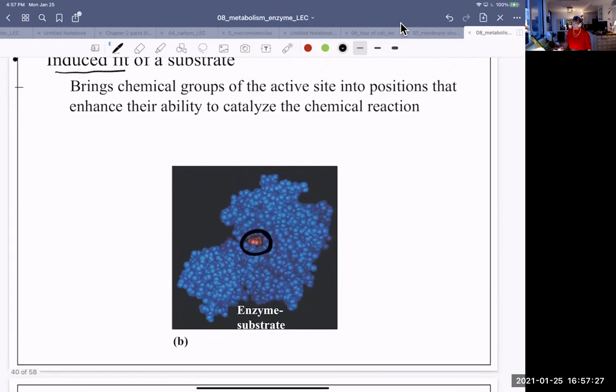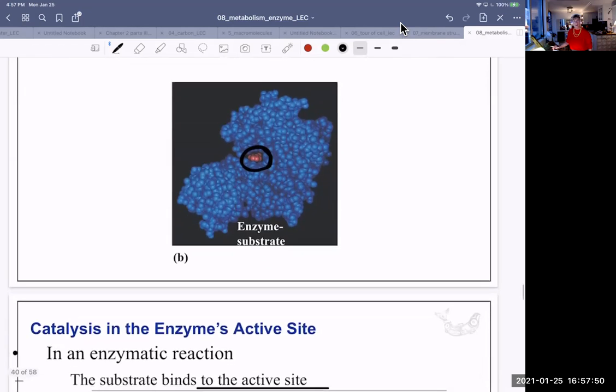So bringing chemical groups of the active site into positions that enhance the ability to catalyze the chemical reaction. In other words, having certain parts of the molecules facing each other, so they're more likely to form a bond or for that bond to be broken, depending on whether it's hydrolysis or a synthesis reaction. Works the same either way.